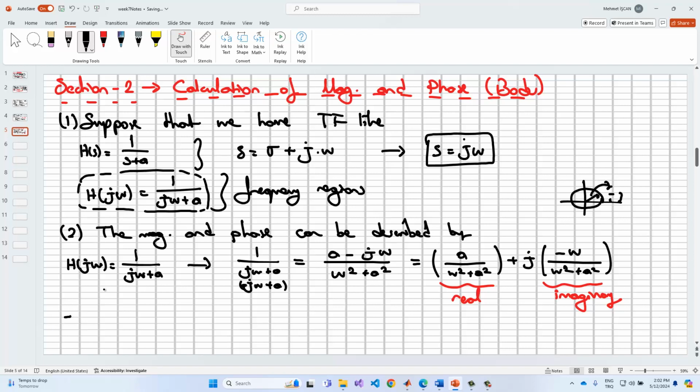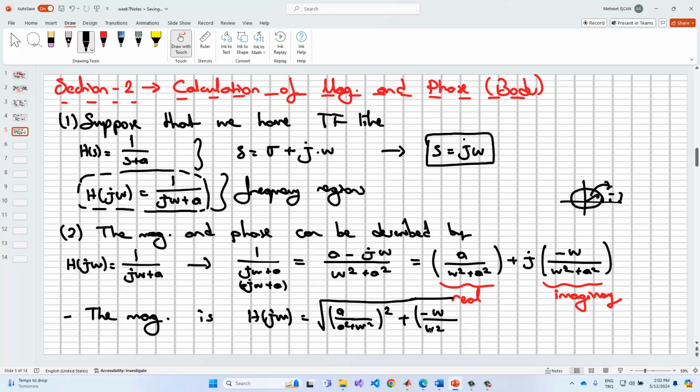And so the magnitude can be given as: the magnitude of H(j omega) is equal to the square root of a divided by a squared plus omega squared, plus minus omega divided by omega squared plus a squared. In the simplest form, this is one over the square root of omega squared plus a squared, the magnitude of our system.